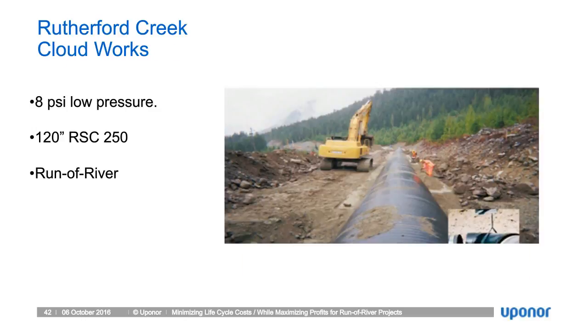The second project we did was back in 2003. It was owned at Rutherford Creek, which is just north of Whistler towards Pemberton. It was originally owned by Cloudworks, and a few years later, Intergex took over the project, running at 8 psi, 120-inch RC250, reducing down to 108, and it's running for about 3 kilometers, and then at that time, it switched over to steel, which ran into the turbines.